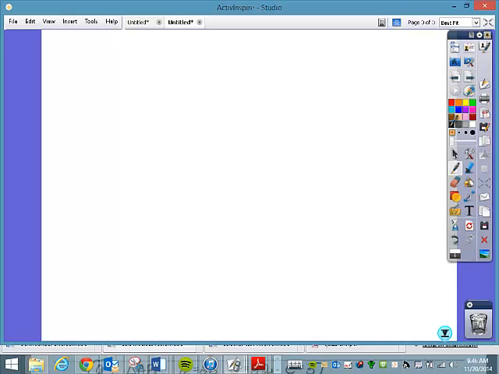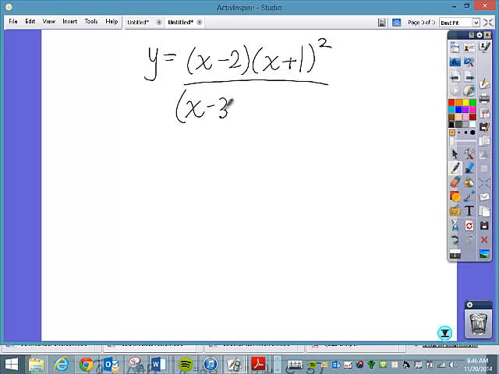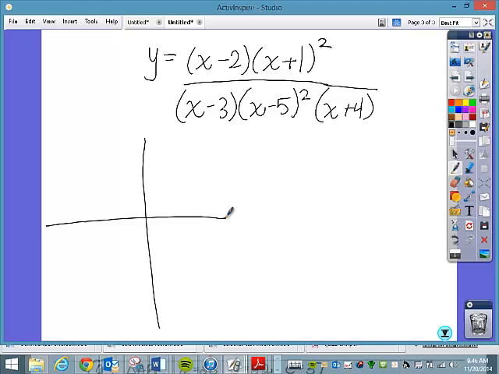A little bit more complicated one. Y equals x minus 2 times x plus 1 squared over x minus 3, x minus 5 squared times x plus 4. So start with your vertical asymptotes. Check your denominator. Where's your denominator equal to 0? At x equals 3, at x equals 5, and at x equals negative 4.